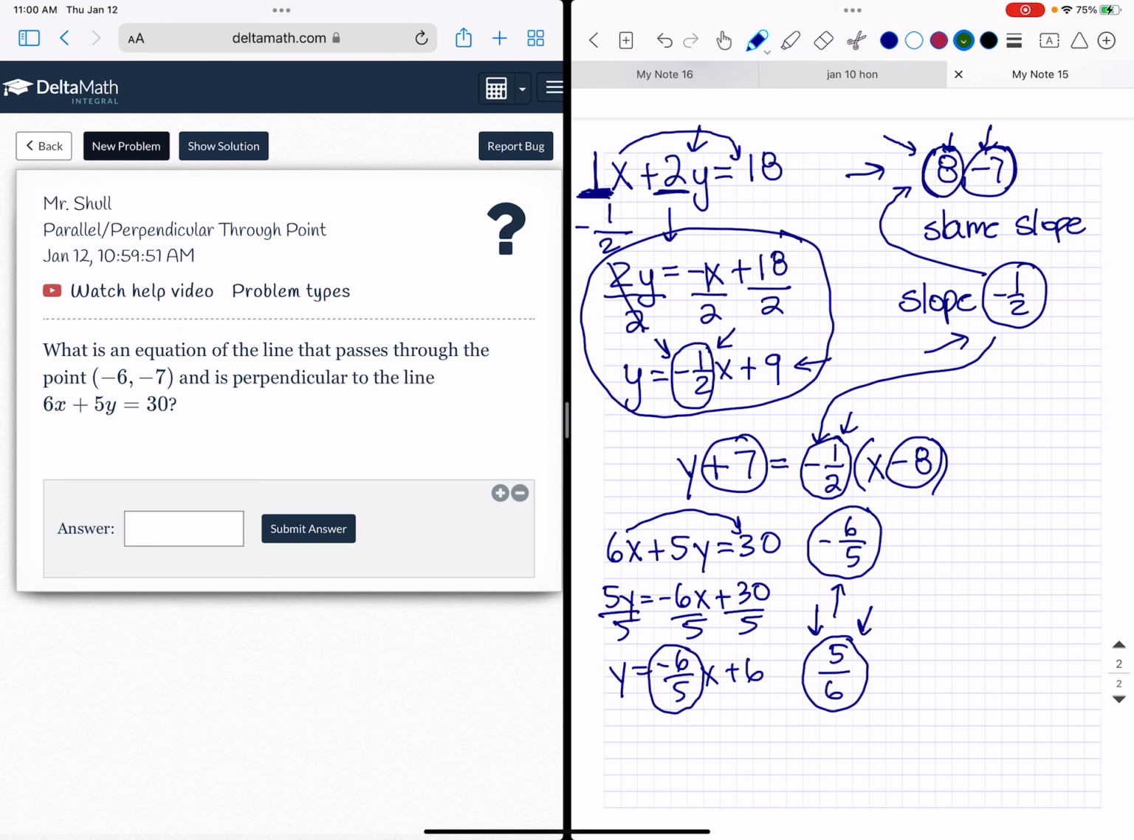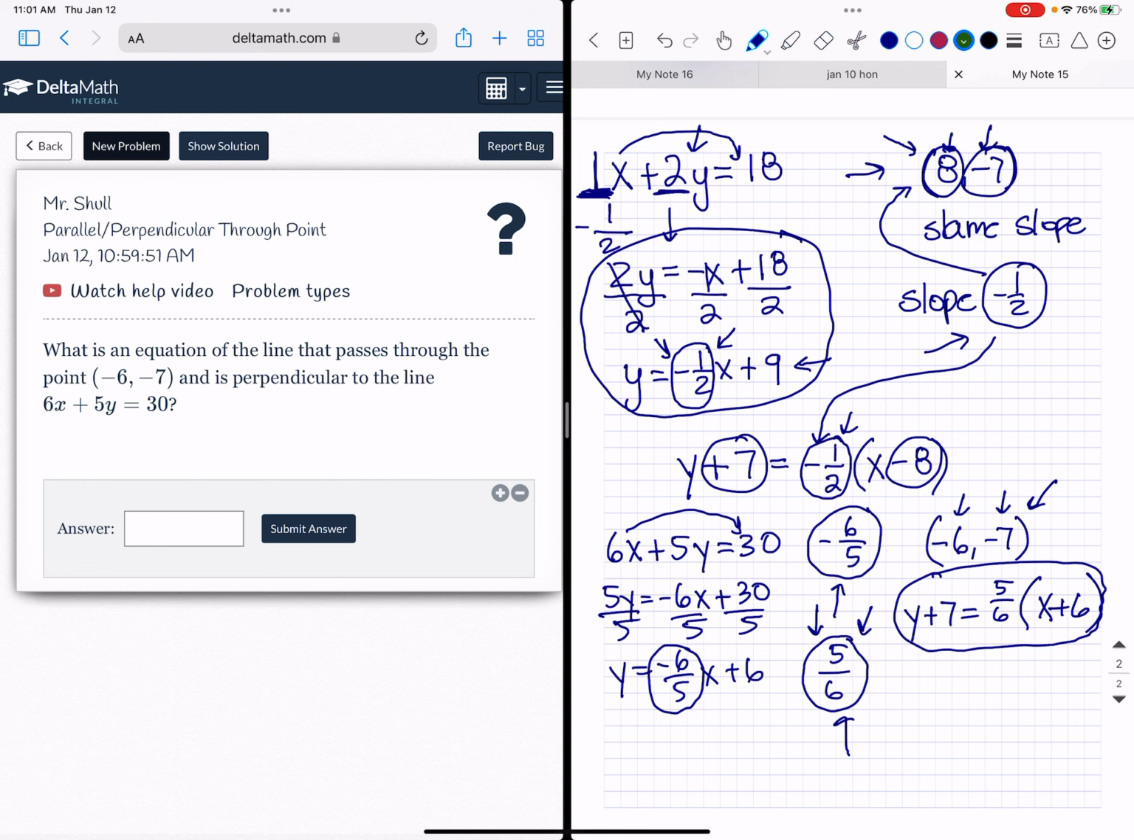So I'm going to steal 5/6, and I need this to go through -6, -7. So I'm just going to use my point slope. If I know a point and I've got a slope, I can do y minus the y, so y minus negative 7 is really y plus 7, equals, I throw in the slope I need to use, the 5/6, and then x minus the x, which is negative 6, so x plus 6. And there, I just created an equation of a line that has this particular slope and goes through that particular point.